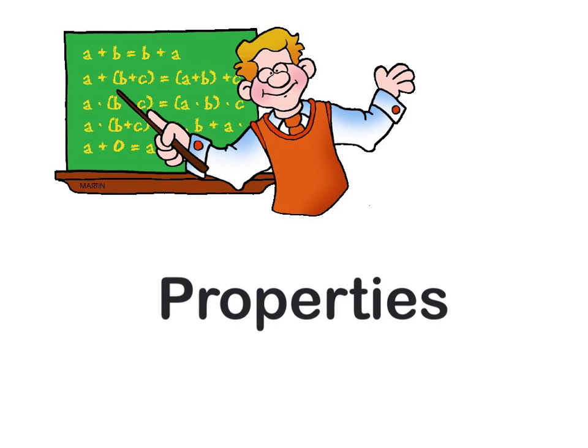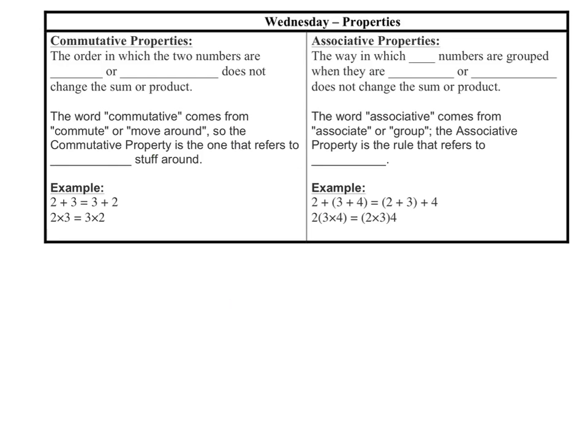Today's preview lesson is going to be over properties. First, we're going to look at commutative properties. This is the order in which two numbers are added or multiplied, does not change the sum or product. Remember, sum is the answer to an addition problem, and product is the answer to a multiplication problem.